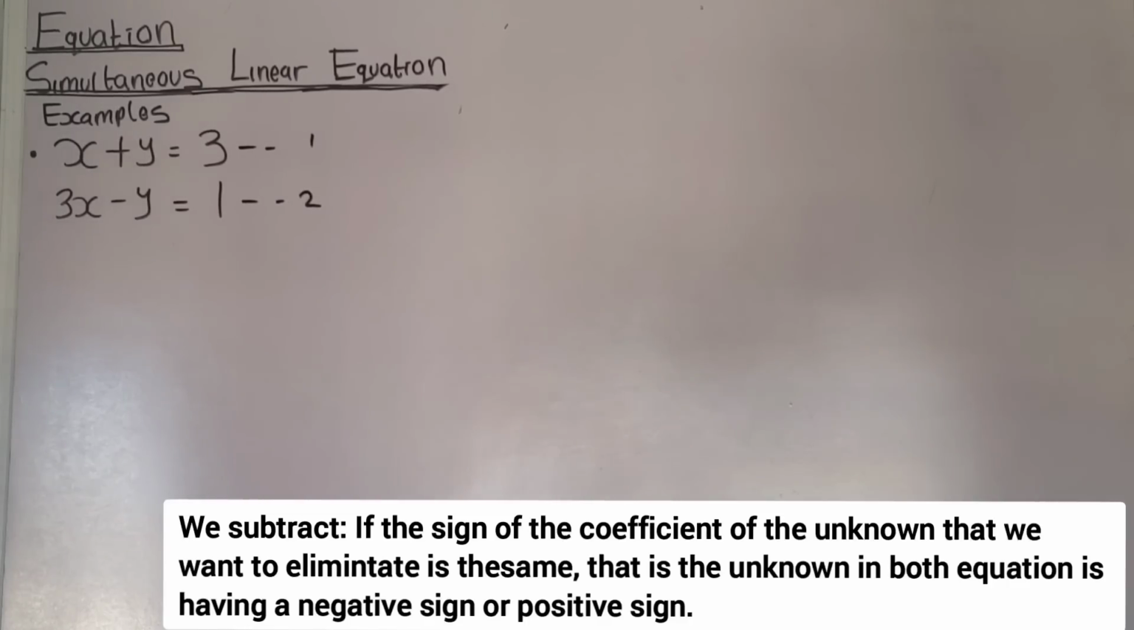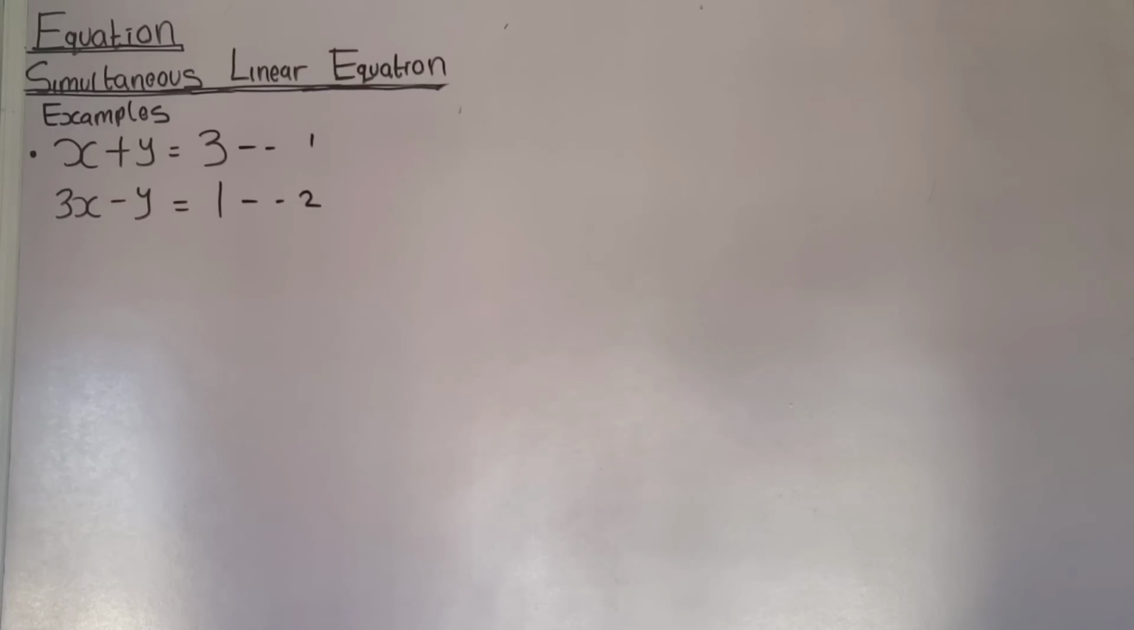We add when the signs of the coefficient of the unknown that we want to eliminate are different; we are going to add both equations. But when the signs are the same, we are going to subtract. Do you understand? Now, in this case, we want to eliminate y, but the signs of the coefficient of y in both equations are different. In this case, we are going to add both equations. You understand? So, in this case, I'm going to add.